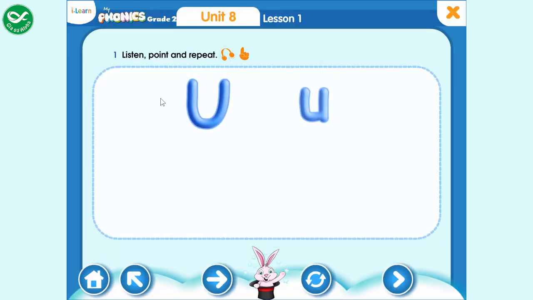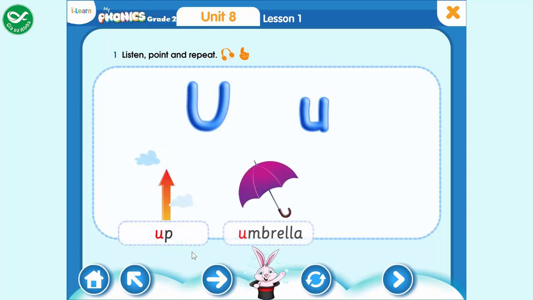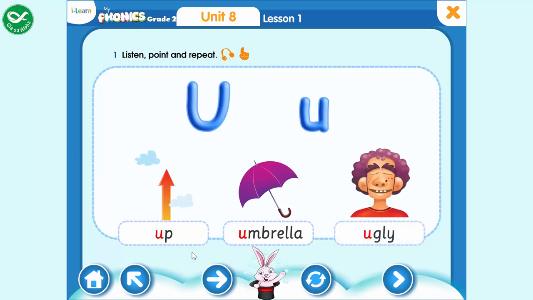This is the letter U. The letter U makes the a sound. Up. Umbrella. Ugly. Up. Umbrella. Ugly. Up. Umbrella. Ugly.